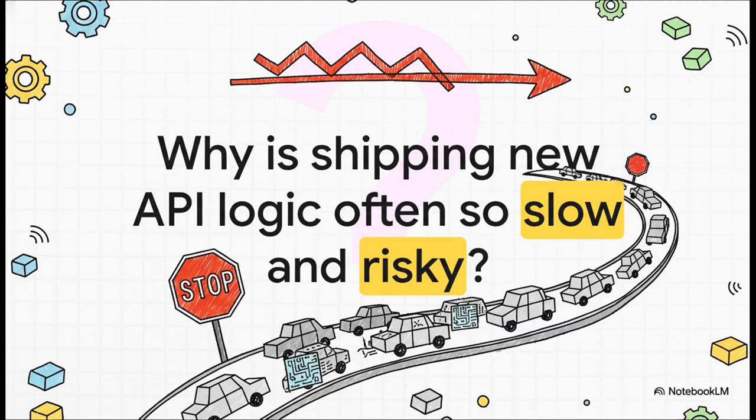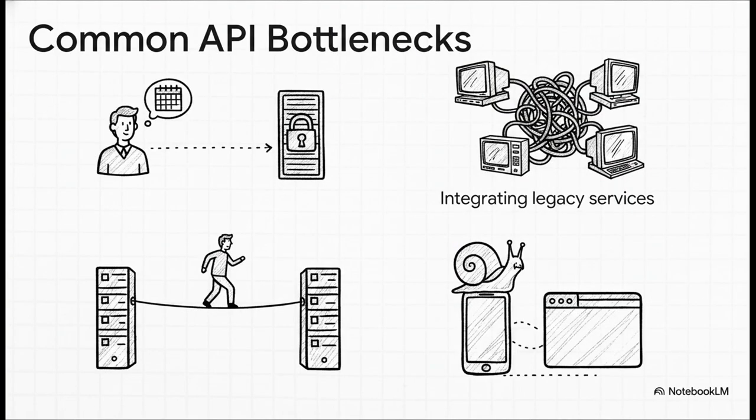You've got this amazing new feature, but actually shipping the API logic for it feels like hitting a total standstill. So what's really causing all these delays and risks? Well, the friction usually comes from a few common pain points. You know the drill. You're stuck waiting on back-end teams for every little tweak, you're wrestling with integrating these complex legacy systems, and there's always that fear of deploying without really solid safety nets. And all of that just grinds innovation on your front-end and mobile apps to a halt.